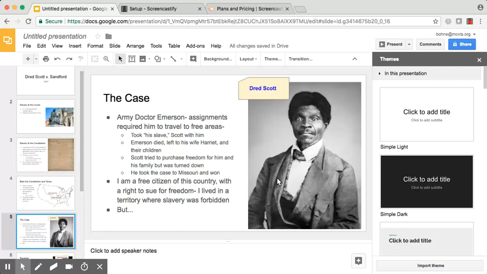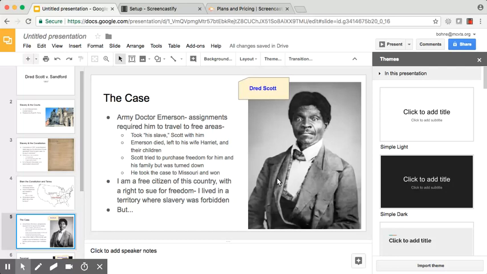Dred Scott, picture of him here. He was owned, so to speak, by an army doctor, Dr. Emerson, and his work required him to go to free areas, and Scott went with him. When Emerson died, his widow Irene inherited Dred Scott, Harriet, and their children. Scott tried to purchase his and his family's freedom, but it was turned down. He took the case to Missouri and won.